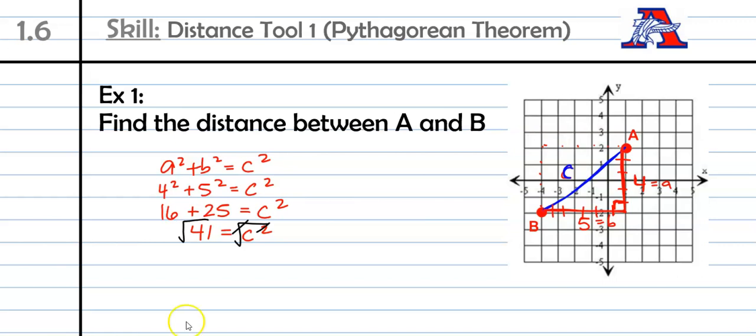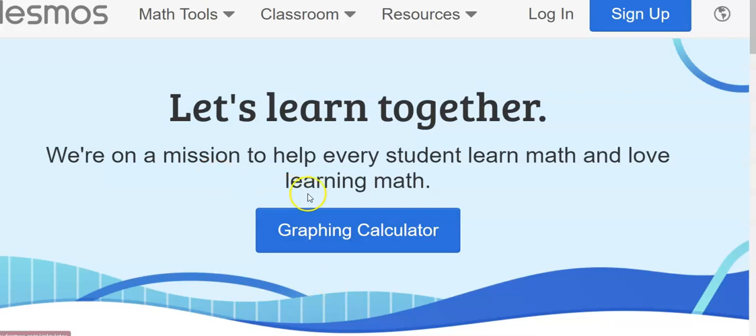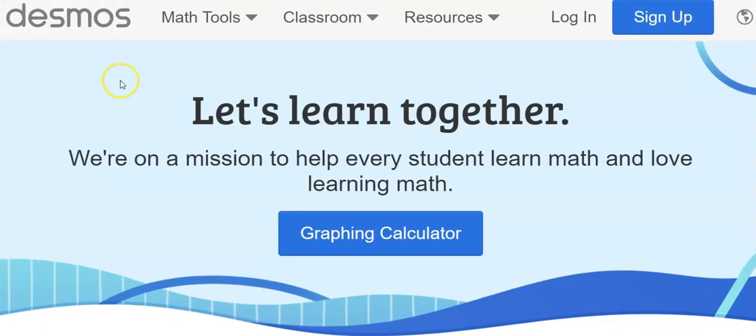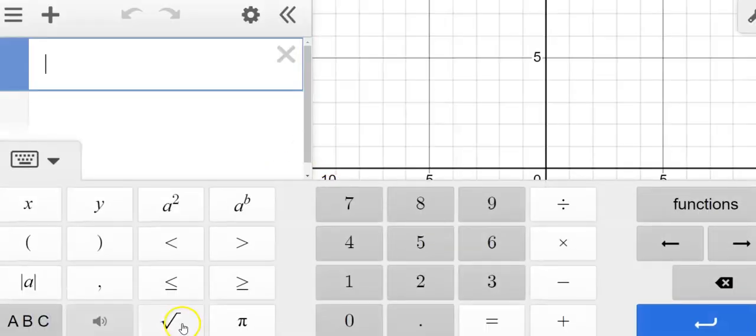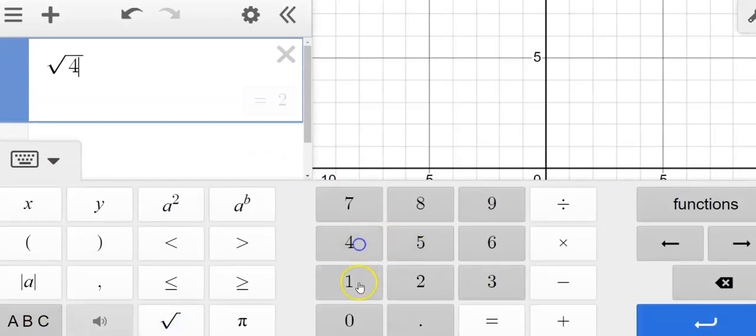So I recommend the Desmos calculator. You could grab a calculator from the classroom. You can use your own. That's just fine. But I'm going to use the Desmos one quite a bit. I'm going to slide this over so you can see it. It's desmos.com. I'm going to hit graphing calculator, click the keypad on the bottom, the square root button, 41, and it will show you the answer right there.